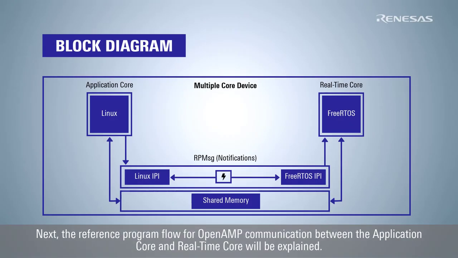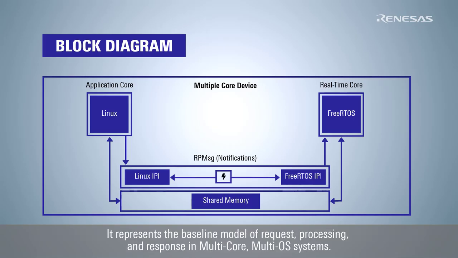Next, the reference program flow for OpenAMP communication between the application core and real-time core will be explained. It represents the baseline model of request, processing, and response in multi-core, multi-OS systems.